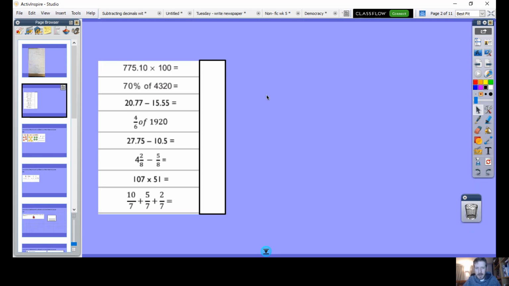Okay, let's look at the answers. So 775.10 times 100. So multiply by 100, the digits will move 2 places to the left. So you've got 77,510. 70% of 4,320. So a few different ways you could do it. So you could divide by 100, multiply by 70. 3,024.